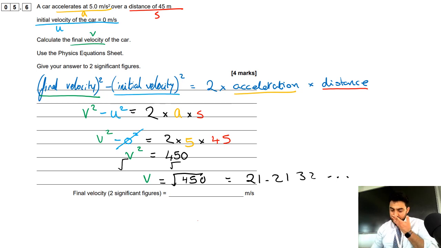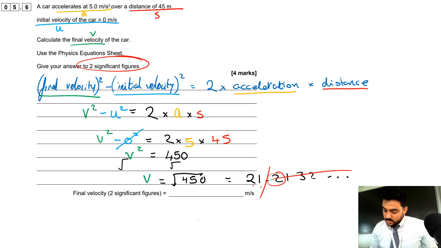Okay, now does it ask for any significant figures? Let's have a look. Yeah, it does. It asks for two significant figures. 1, 2. We don't need any of those things, and we don't need to round up because this 2 is smaller than 5, so 21 is your answer. Bingo.